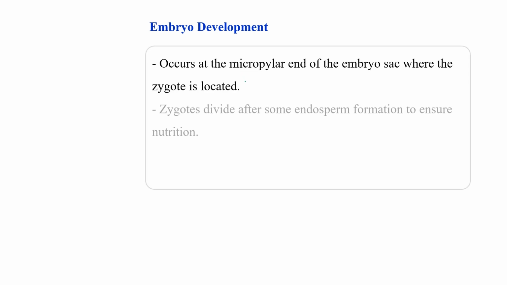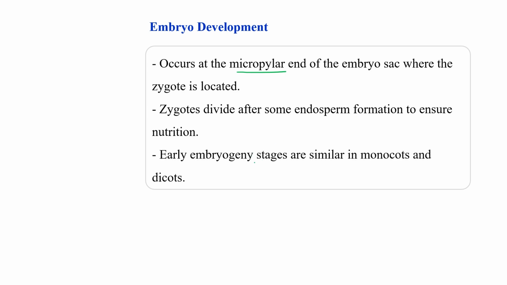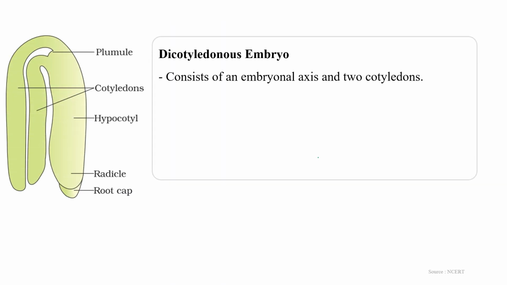Now, embryo development. Embryo development occurs at the micropylar end of the embryo sac where the zygote is located. The zygote divides after some endosperm formation, to ensure nutrition. Earlier embryogeny stages are similar in both monocot and dicot. So first the dicot embryo, let's discuss the dicot one first. It consists of an embryonal axis and two cotyledons.